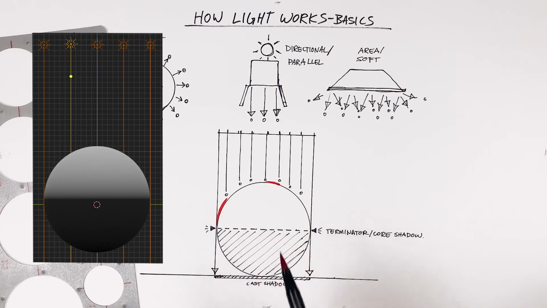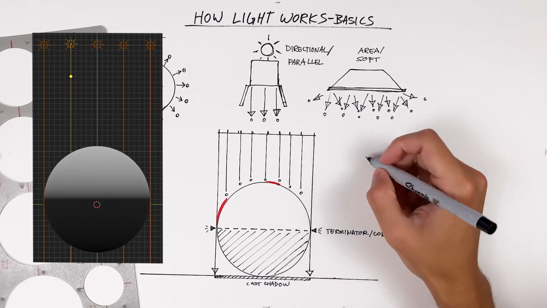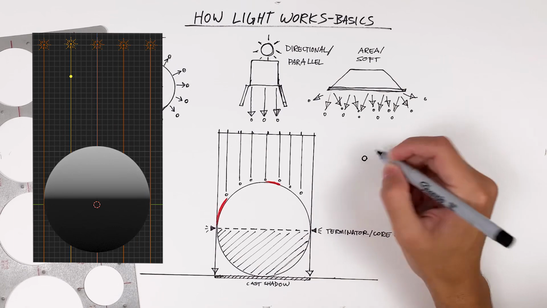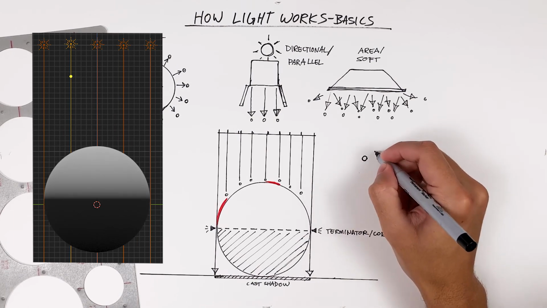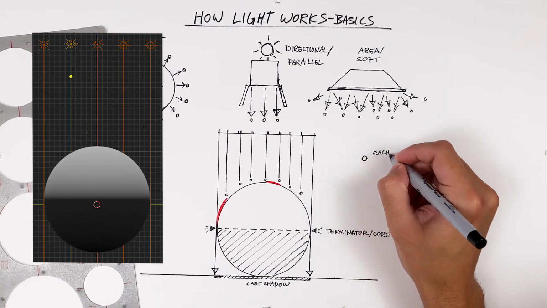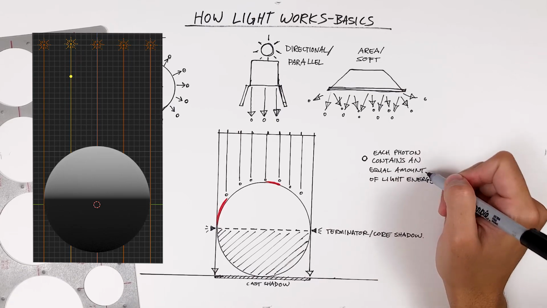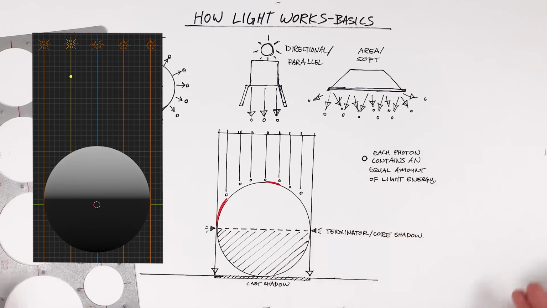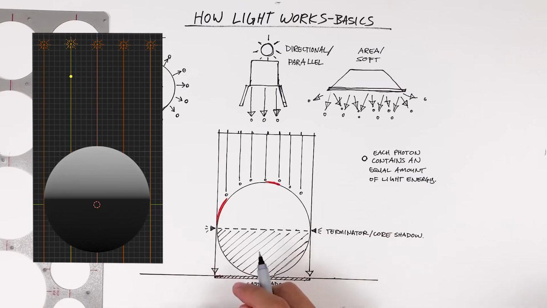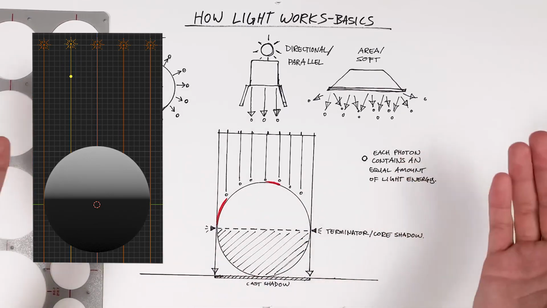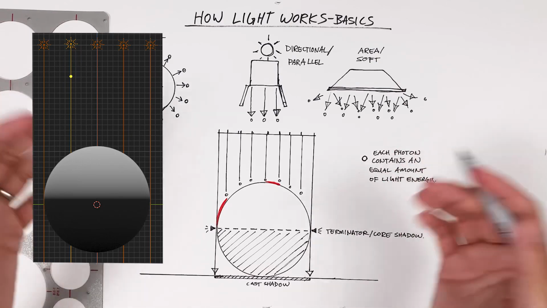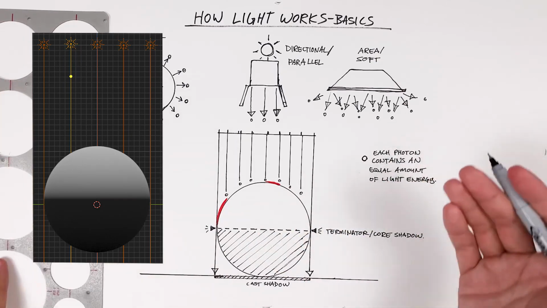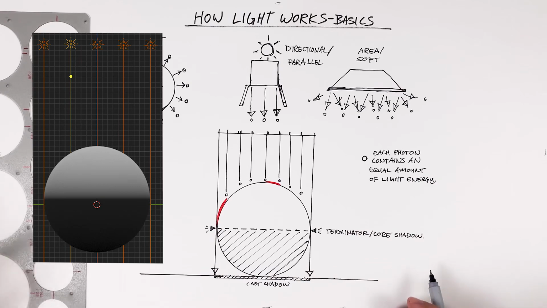This area gets long. Now, each photon we're going to assume, and this is generally correct, that each photon contains an equal amount of light energy, right? Whatever that amount is. Let's say that the amount of light energy that each photon contains is, I don't even know how to measure it. It's 30 watts, 1,000,000 watts, 1,000 watts. It doesn't matter. For our purposes, all that matters is that they're equal.